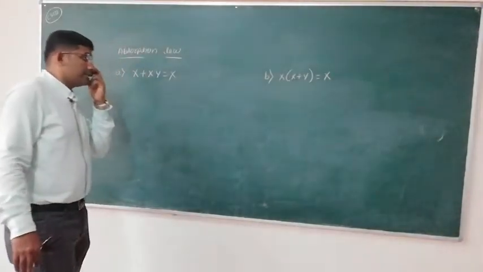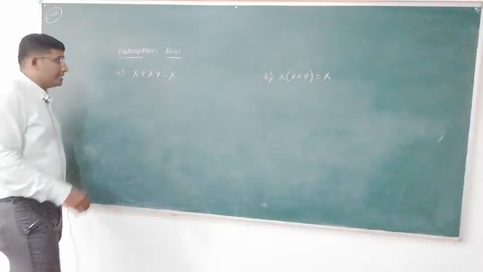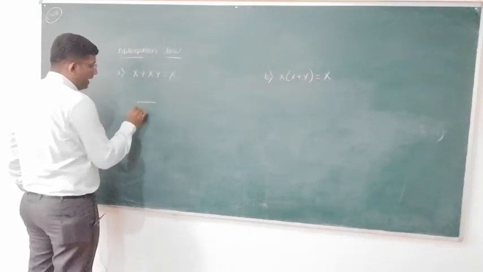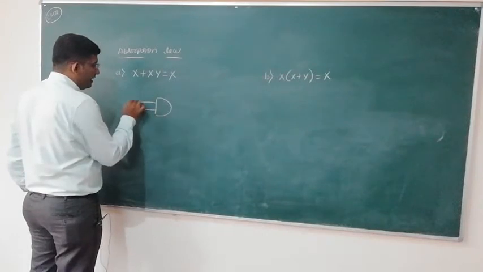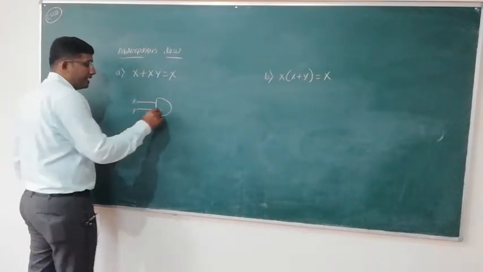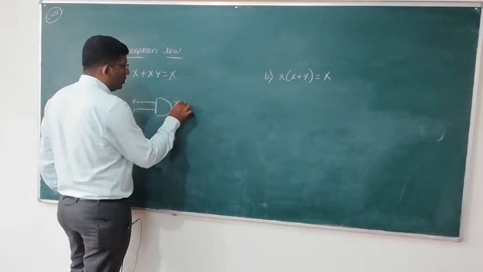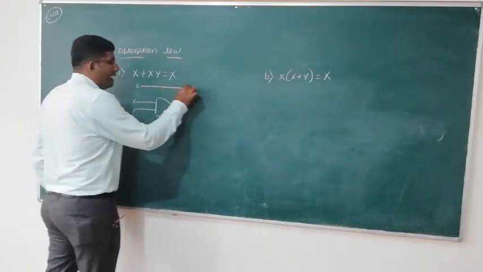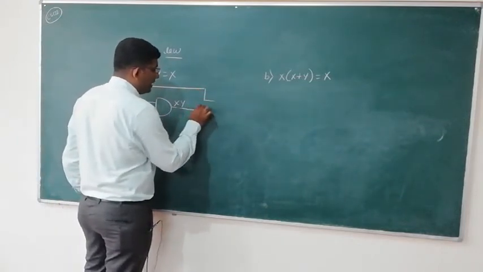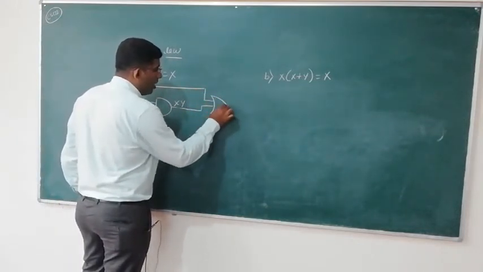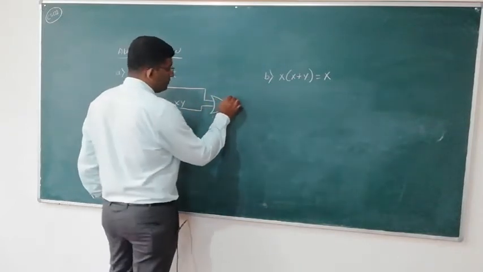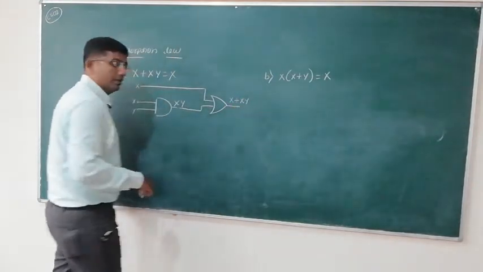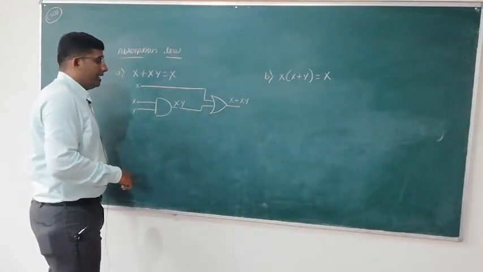How are we going to get this? First we are going to write the logic circuit for this. First we consider x and y as inputs to an AND gate. If I give x as the first input and y as the second input, it will give x into y. If I take x as the first input for an OR gate and xy as the second input, I am going to get x plus xy.